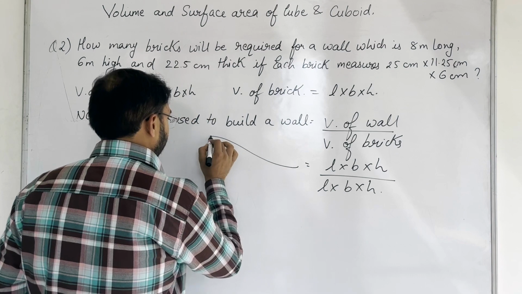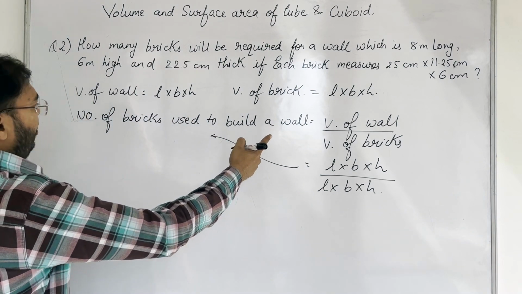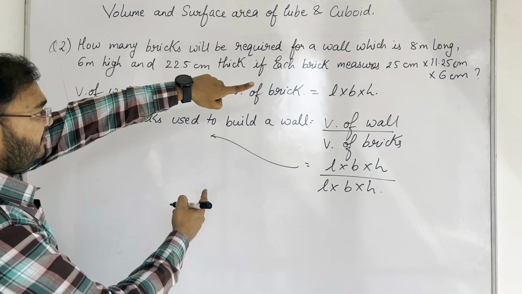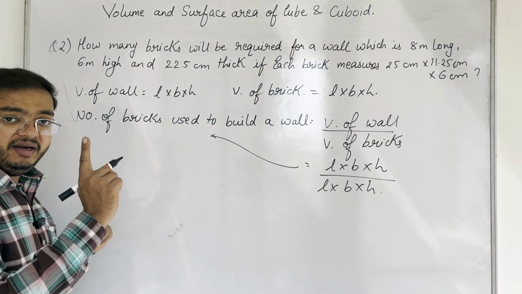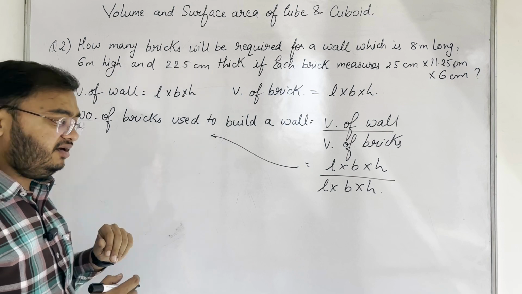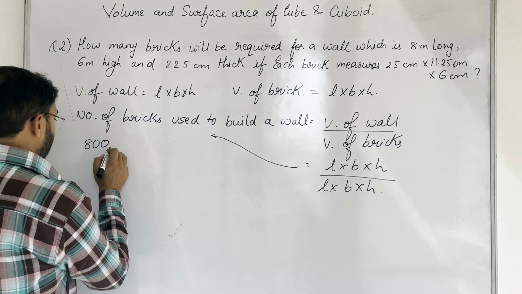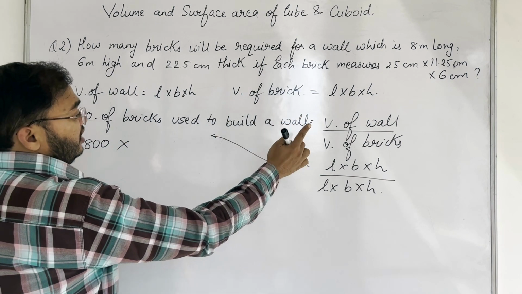If I carry forward over here, what's the length of the wall? Wall length is 8 meter, and as I said, we will convert meter into centimeter. So 1 meter equals 100 centimeters, so 8 meter equals 800 centimeter. So 800 centimeter into length into breadth.